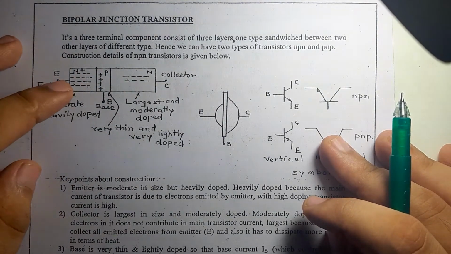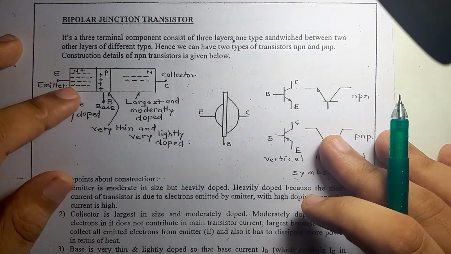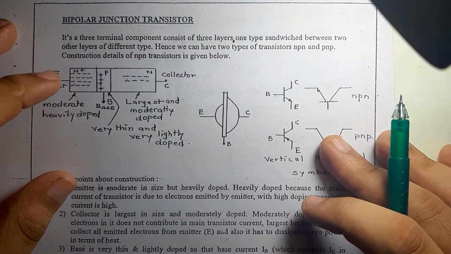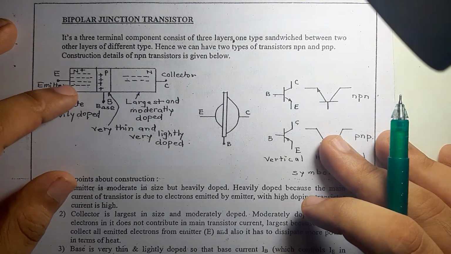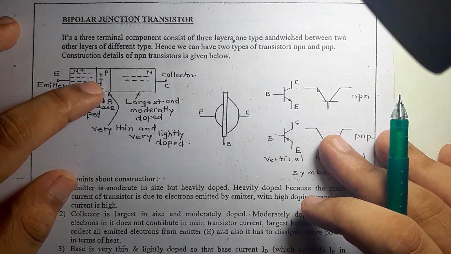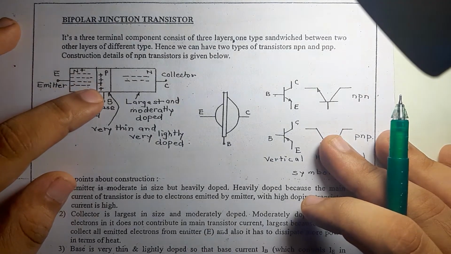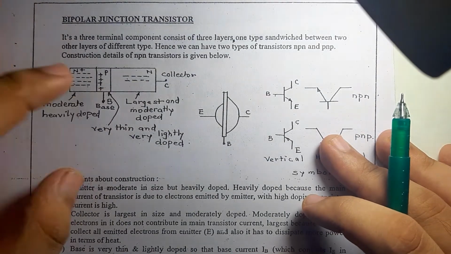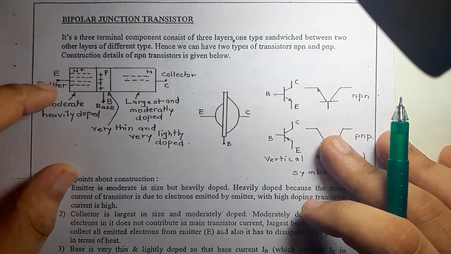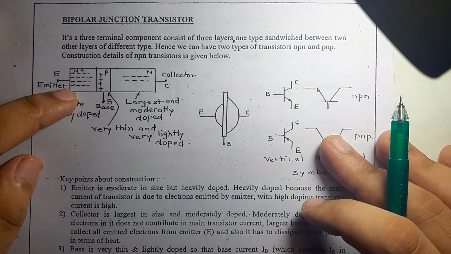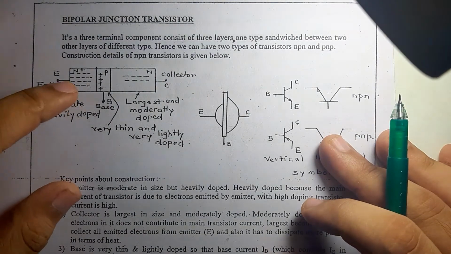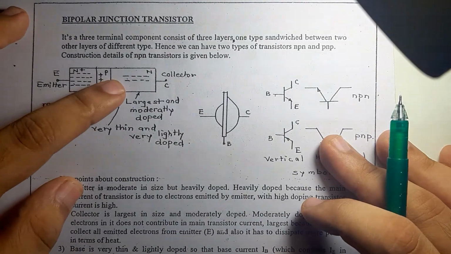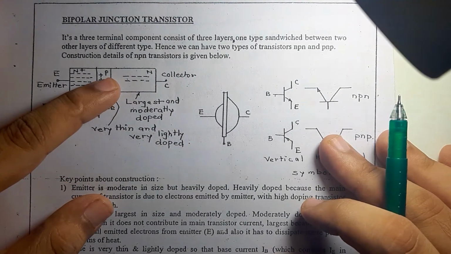First of all, the emitter, which is over here, is moderate in size but heavily doped. The base region is very thin and very lightly doped, and the collector region is the largest and moderately doped. As you can see from the diagram, the N region has a majority of negatively charged electrons, and the P region, since it is the positive region, has holes.